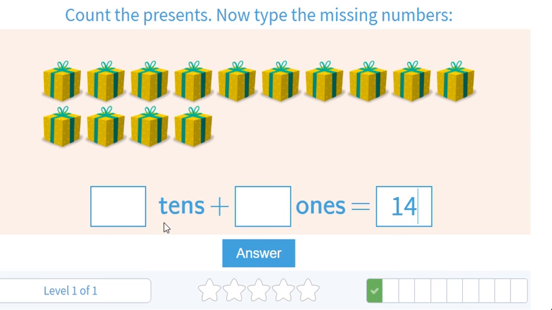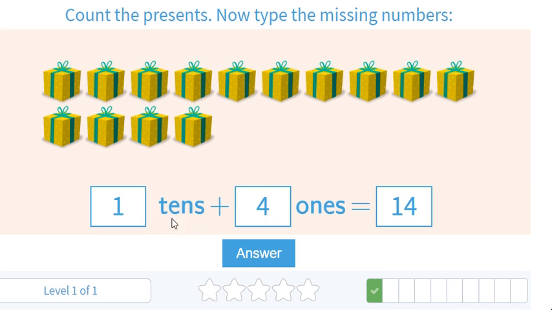So I'm going to come over here to my 10s box and look at 14 again, and I notice that it has one group of 10s. So I'm going to put a 1 right here. And then I'm going to move over to my ones box. And I'm going to go back over to my number 14, and I see that 14 has a group of 10 and some ones. And the number in the ones place in the number 14 is a 4. So I'm going to put a 4 right here in this box.